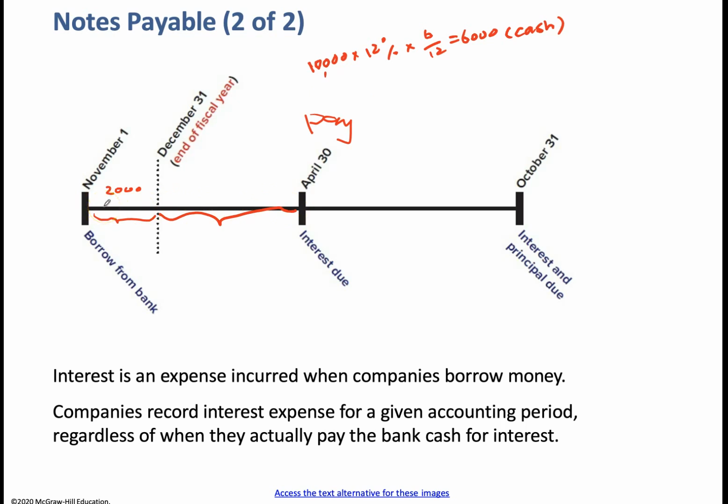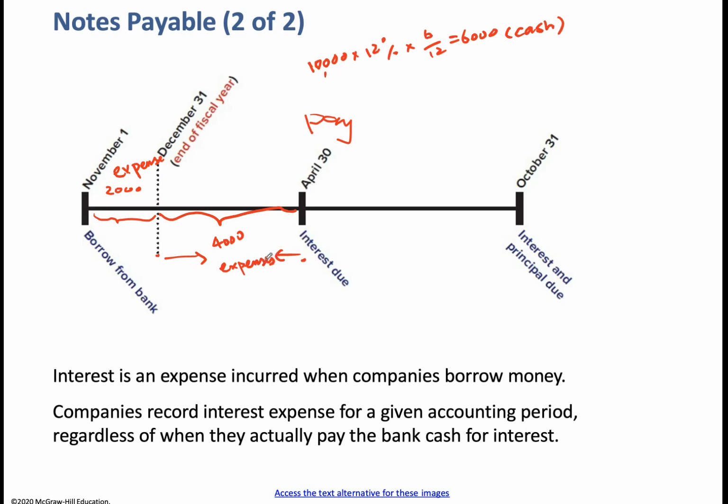However, we have already recognized expenses on December 31st for the $2,000. So from December 31st to April 30th, during this period of time, the company is only using 4 months of the loan. So the expense for this period of time is actually $4,000.